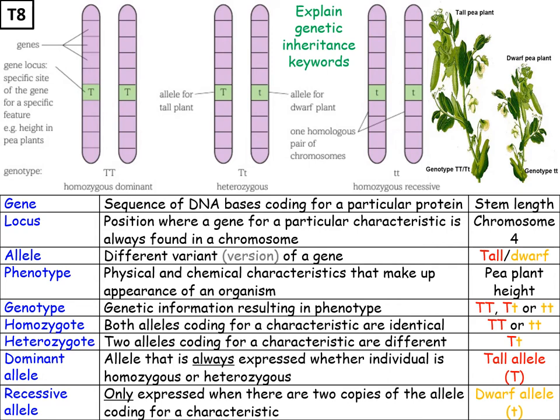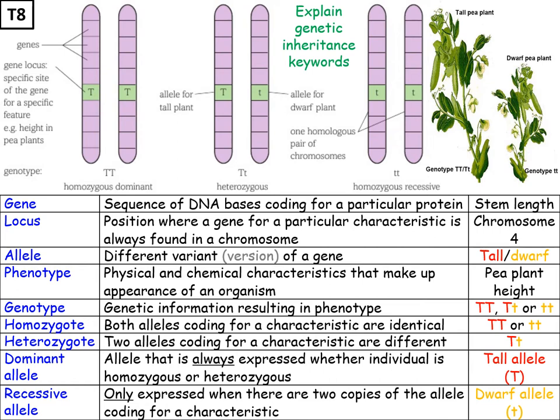An allele is a different variant or version of a gene. So for stem length, you could have the tall allele or the dwarf allele. They're both different variants or versions of the stem length gene.